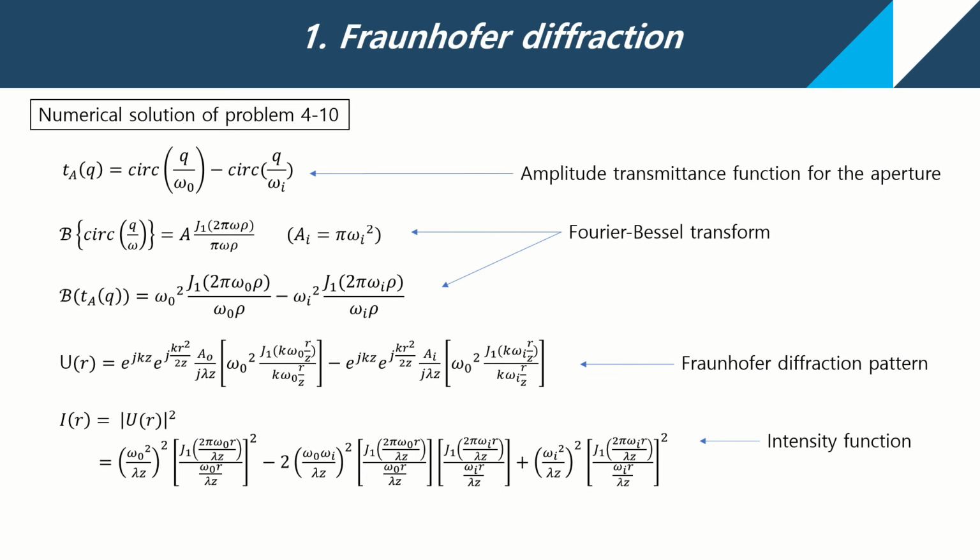First, we set the amplitude transmittance function for the ring-shaped aperture. And because this aperture has circular symmetry, this equation can be applied for the Fourier-Bessel transform. The Fraunhofer diffraction pattern can be written as a function of u, and the intensity function is the squared absolute value of it.